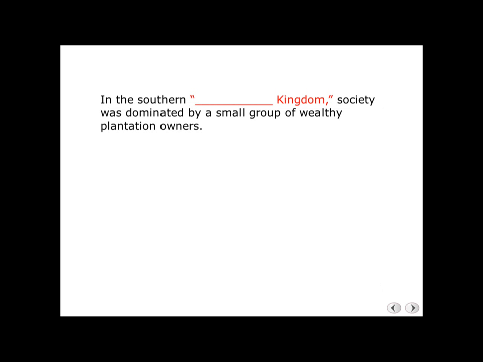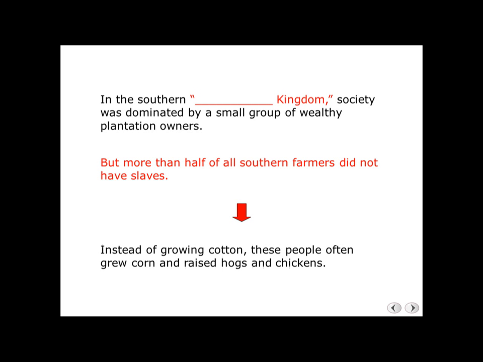In the Southern Cotton Kingdom, society was dominated by a small group of wealthy plantation owners. But more than half of all Southern farmers did not have slaves. Instead of growing cotton, these people often grew corn and raised hogs and chickens. So again, not everybody in the South had slaves. That would have been very expensive. Most people were tenant farmers. They worked a small piece of land for somebody else.